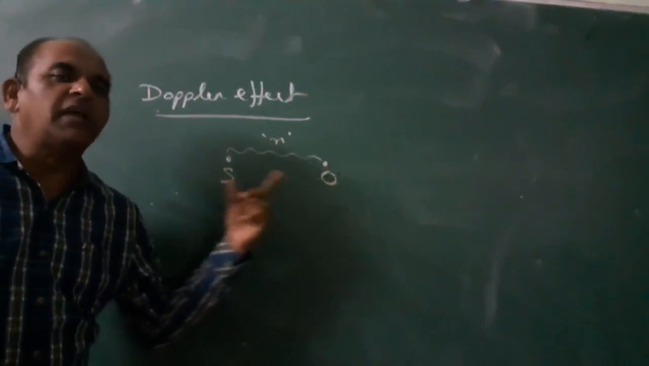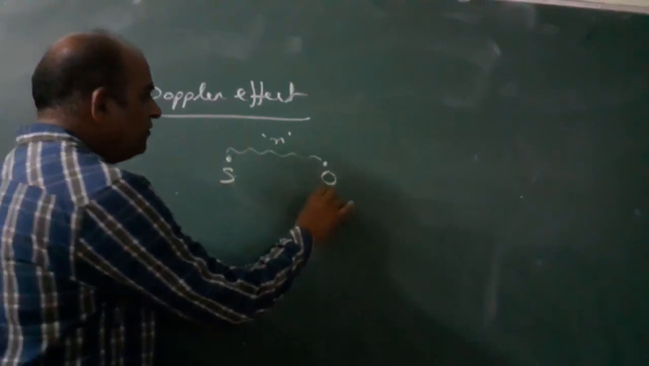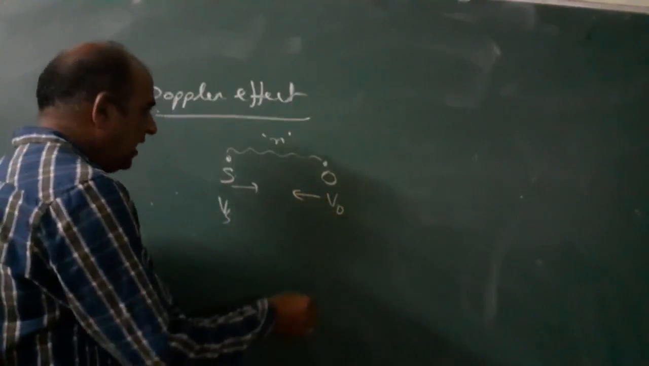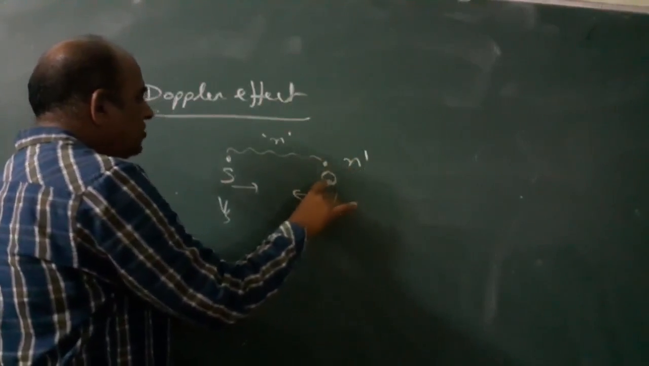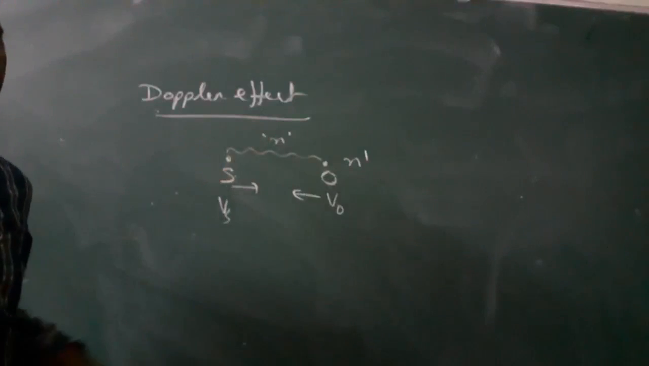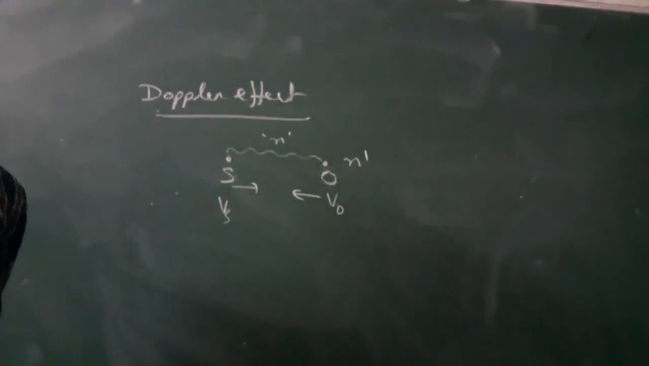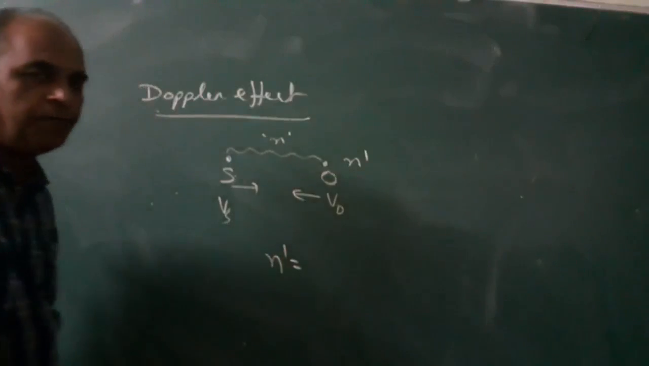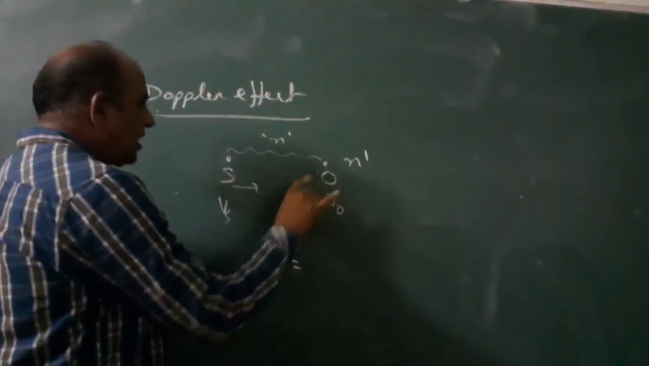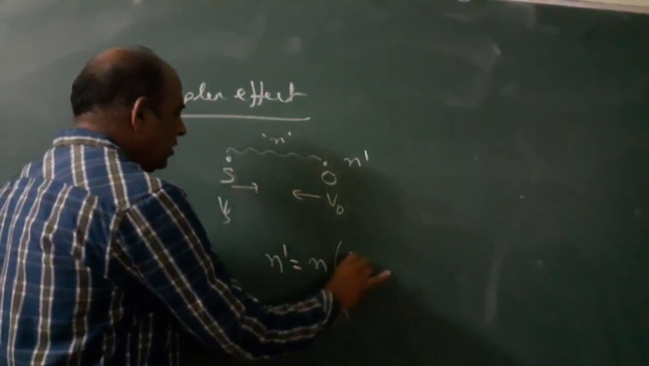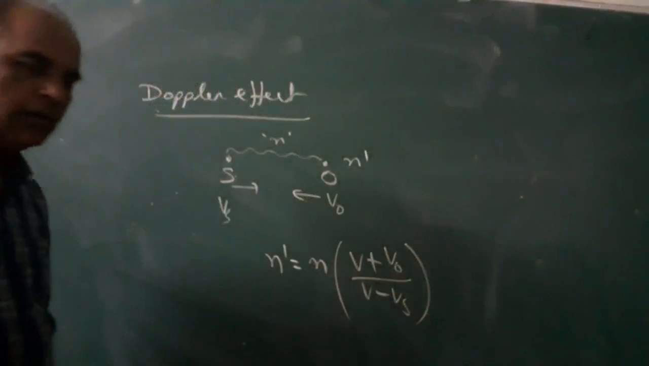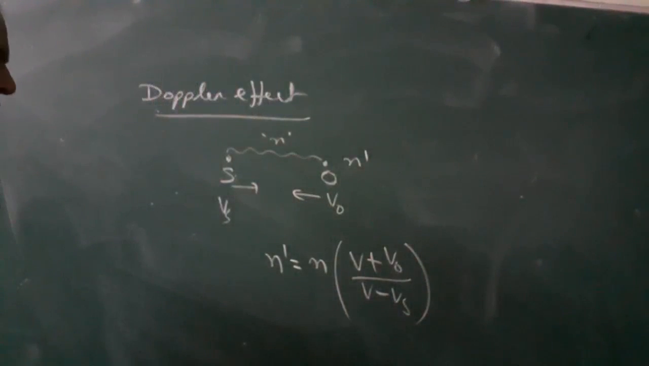The distance between them can change. They are moving with velocities vo and vs, and both are approaching. In that case, the frequency received by the observer is different from the original frequency. This phenomenon is called the Doppler effect. The frequency received by the observer is called the apparent frequency. When both are approaching, n dash is equal to n into (v plus vo) by (v minus vs). This is the apparent frequency formula.